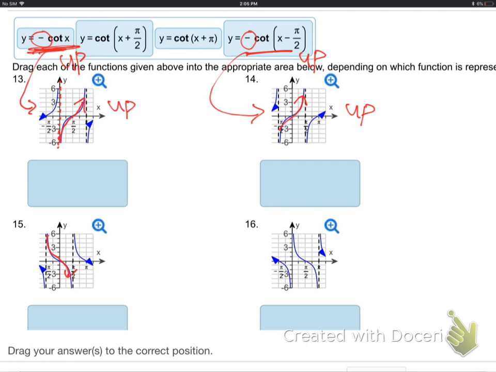So now we've got 15 and 16, the two cotans that are doing what cotan normally does, going down. They've got to be the two in the middle, the two equations, formulas in the middle. Which is which? Well, let's go figure it out. Let me grab, say, this one and go to a fresh screen.